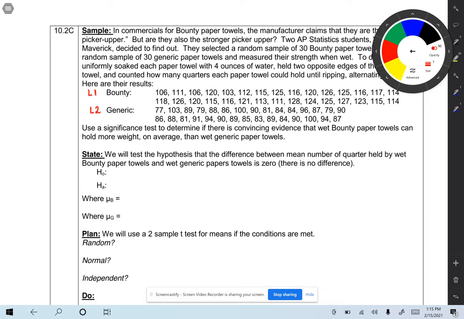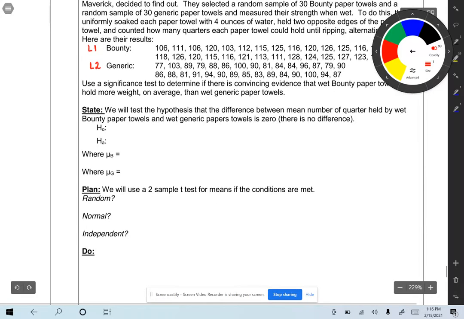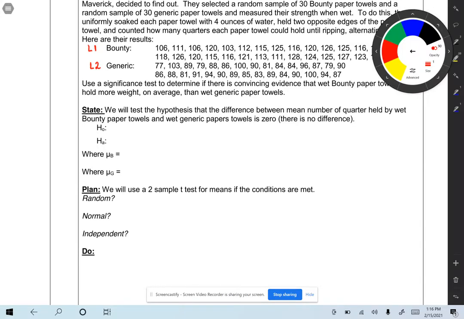So we'll see. Use the significance test to determine if there is convincing evidence that wet Bounty paper towels can hold more weight on average than wet generic paper towels. So in the state portion, we will test the hypothesis that the difference between the mean number of quarters held by wet Bounty paper towels and wet generic paper towels is 0. That means there is no difference, but we definitely need to put at what significance level. Because we always use 0.05, let's just use an even smaller significance level, and let's use 0.01 and see what we end up with.